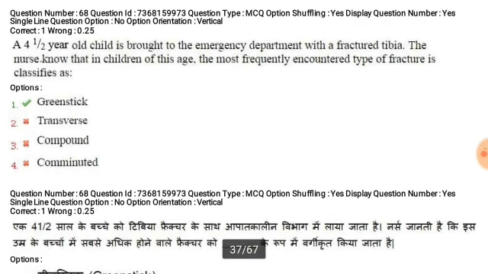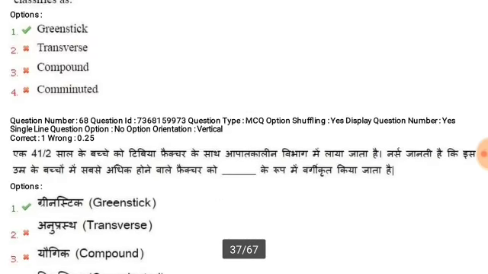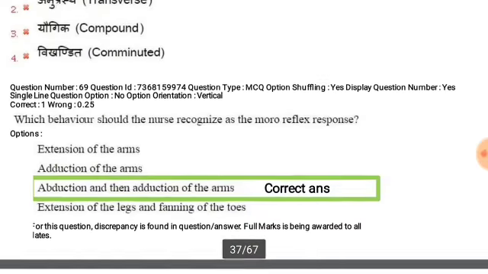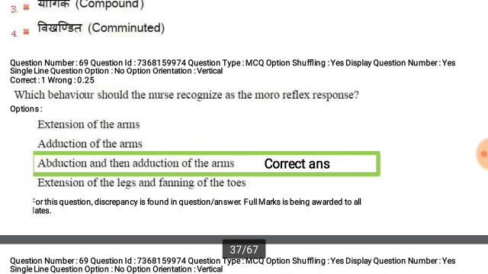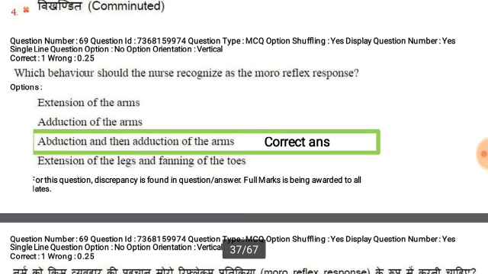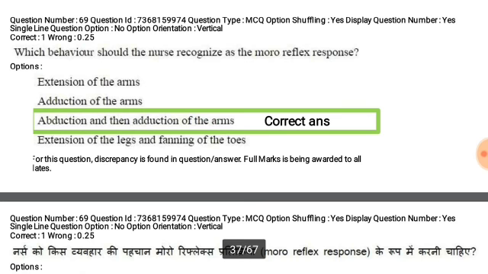Which behavior should the nurse recognize as the motor reflex response? The answer, abduction followed by adduction of the arm. The next one.